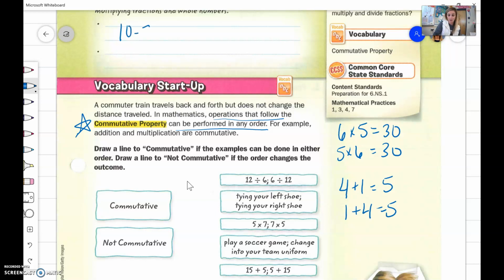Now, where it does not work is subtraction. For example, 10 minus 7 is 3, but 7 minus 10 is negative 3. Therefore, that does not work. The commutative property does not work on subtraction. Let's talk about division. It does not work on division.